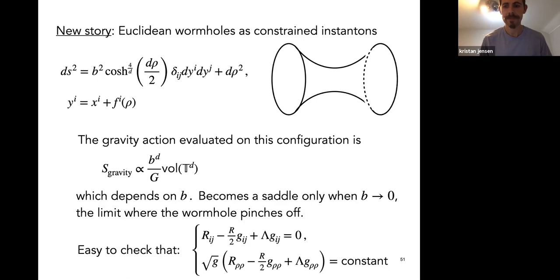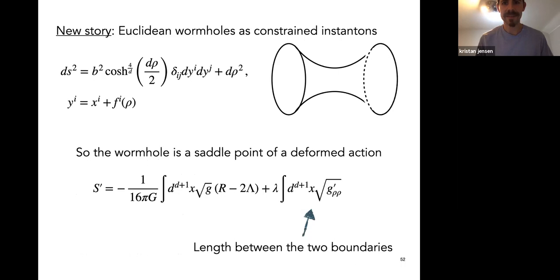If you think about this for a few minutes, and if we had some more time, you would see that therefore this wormhole is a saddle point of a deformed action, where to Einstein-Hilbert, you append a term that is proportional to the length of a trajectory that connects the two boundaries to each other. And this would be the analog of the deformation I discussed, the O, that one would use to find the constraint instanton in massive phi to the four theory.